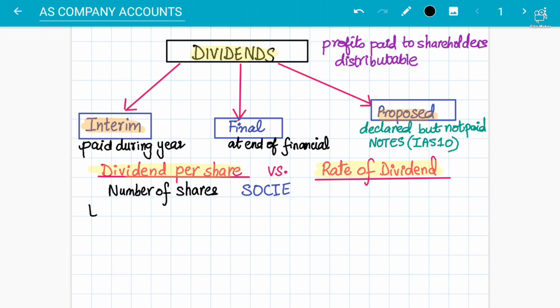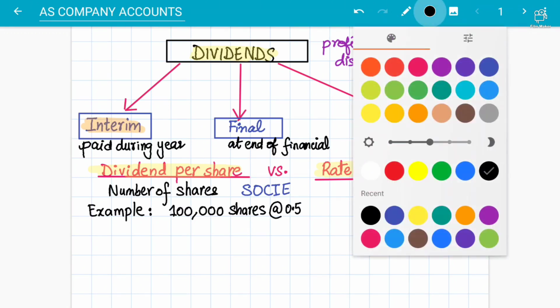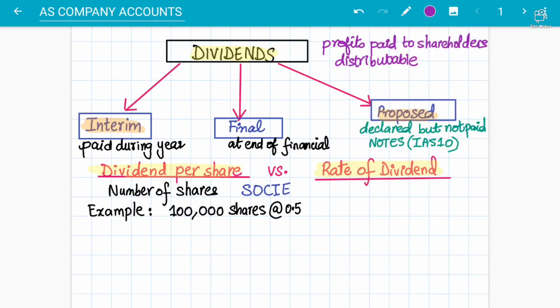So let's take an example. Let's say that we have been given 100,000 shares. Okay, 100,000 shares are there of the company, and they are at the rate of the par value, the face value, which means the share value is basically, let's say, $0.5. One share costs $0.5, or this is the face value, par value, and the directors decide that the dividend will be $0.05 per share.